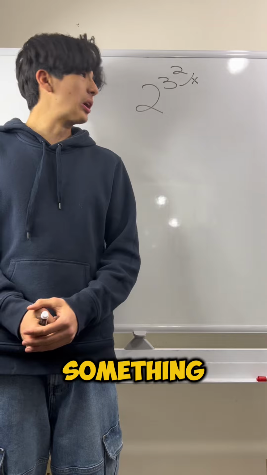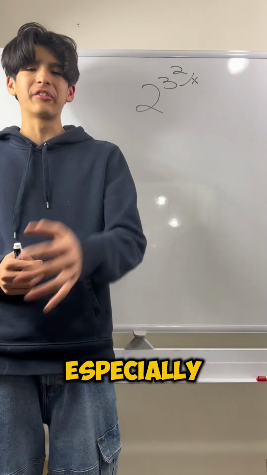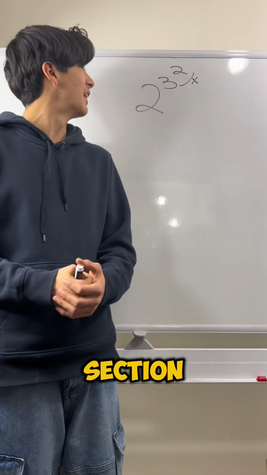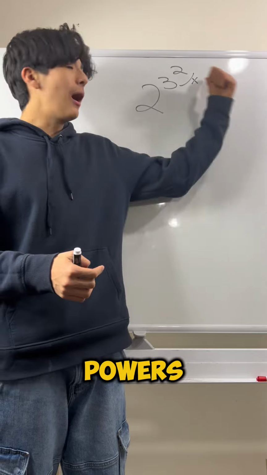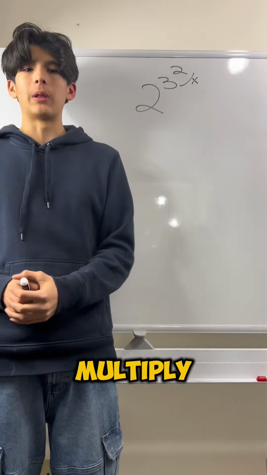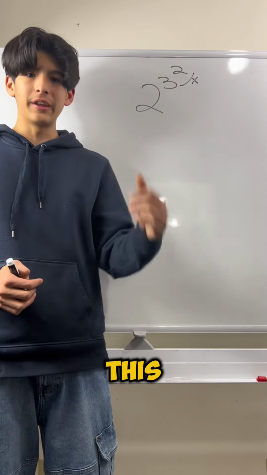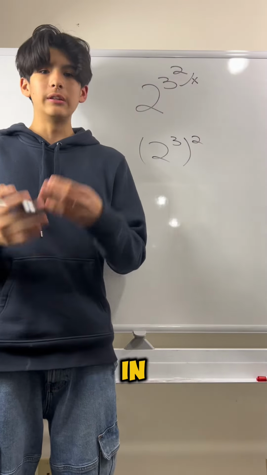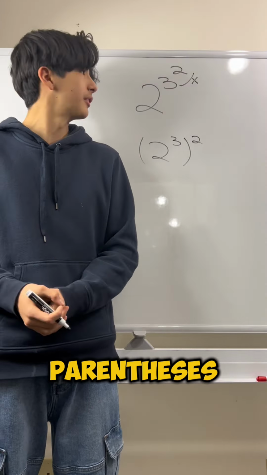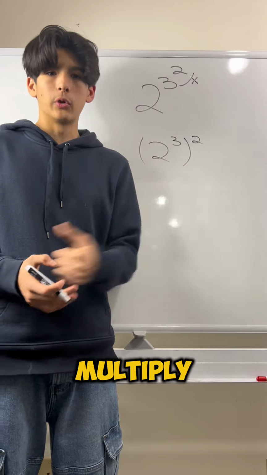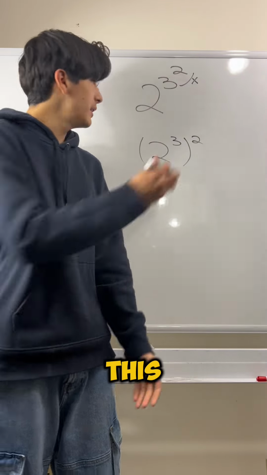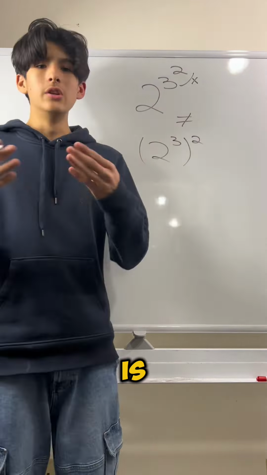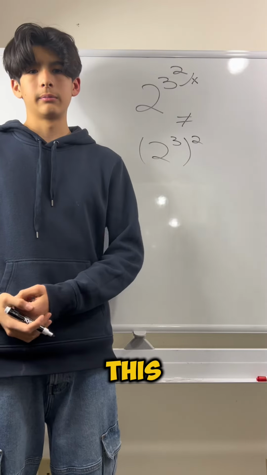Now, this is something a lot of people struggle with, especially the people in my comment sections. They think that if you have powers being raised, you multiply them. Now, that is true in this scenario, where you have the exponents in different brackets or parentheses. Now, this, you would multiply them, but this is not equal to this.